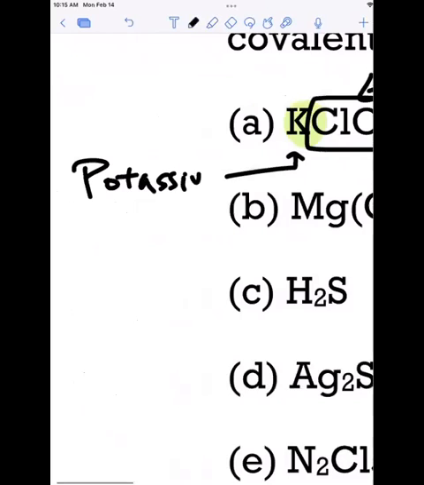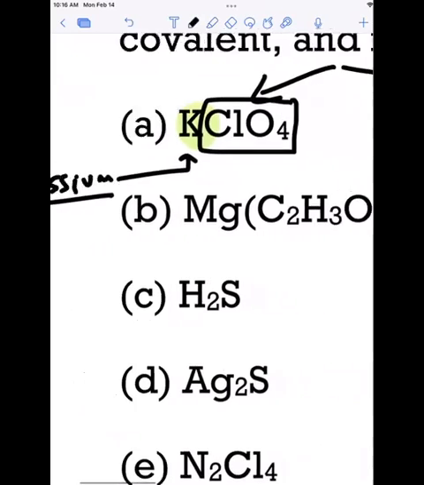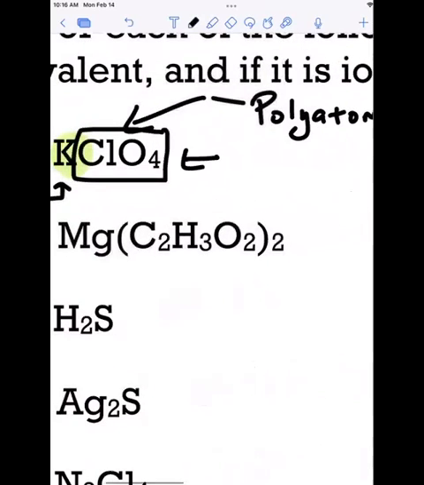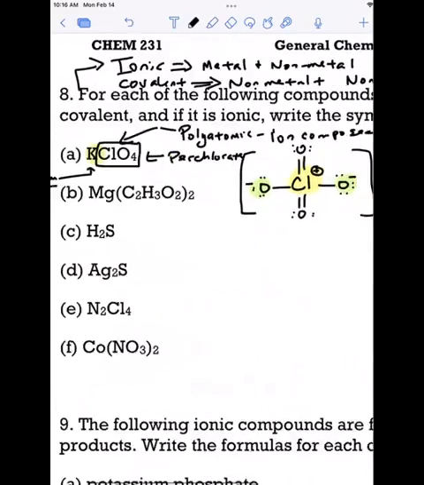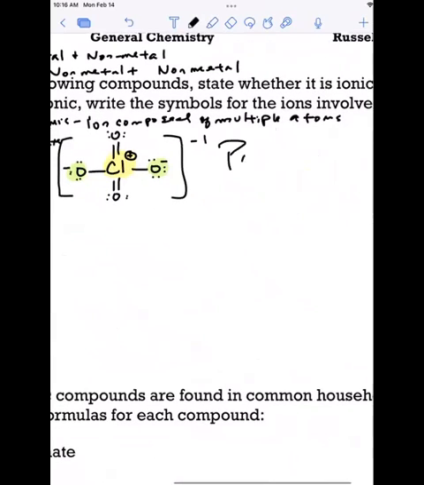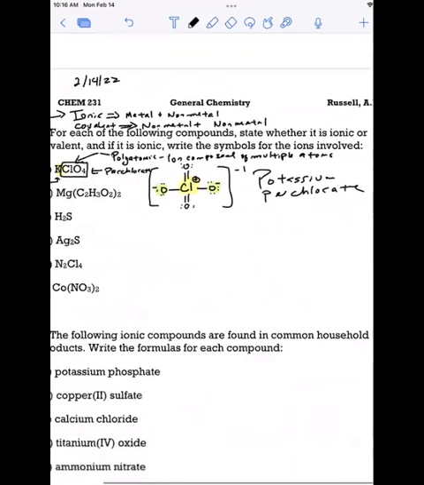I'm going to cut the next one out, so we can have room to expand it. And then we know that this is perchlorate. So the name of this compound would be potassium perchlorate. That's the name of that compound.